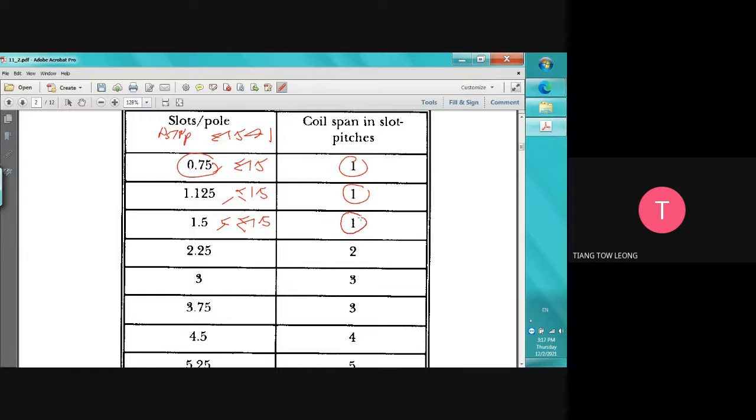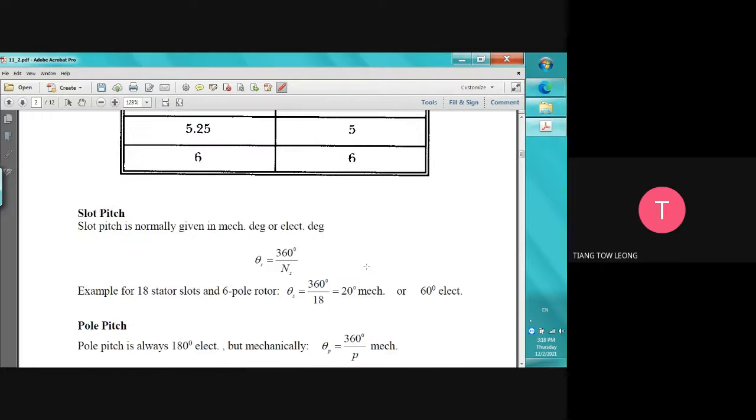We also choose 1. But when it's more than 1.5, then we need to choose the next lowest integer of the NSPP. So let's say the NSPP is 2.25, then we choose 2. 3, we choose 3. 3.75, we choose 3. 4.5, we choose 4. This is how we choose it.